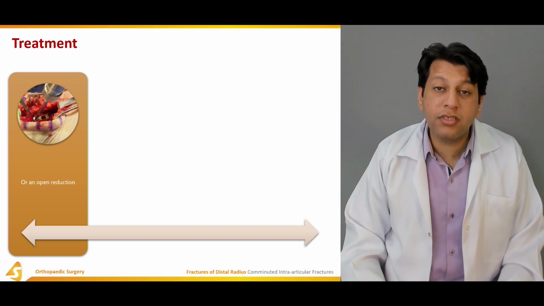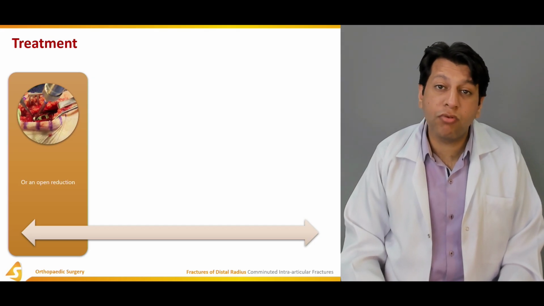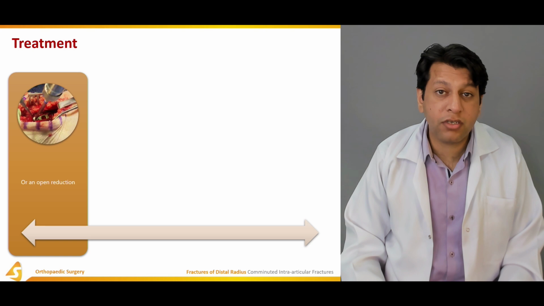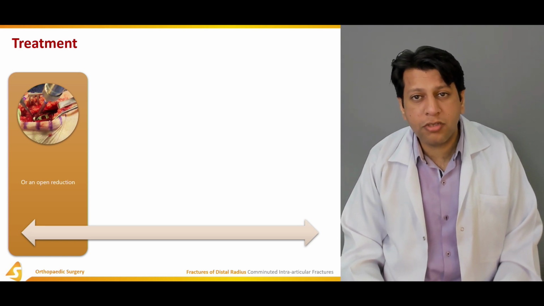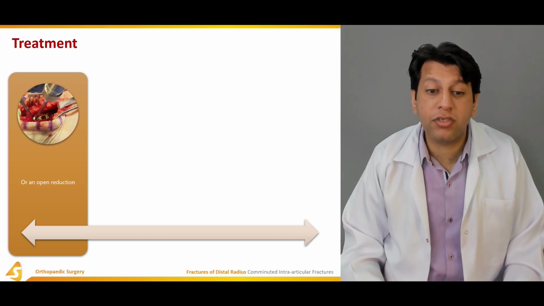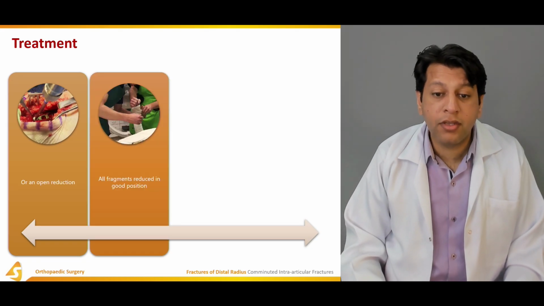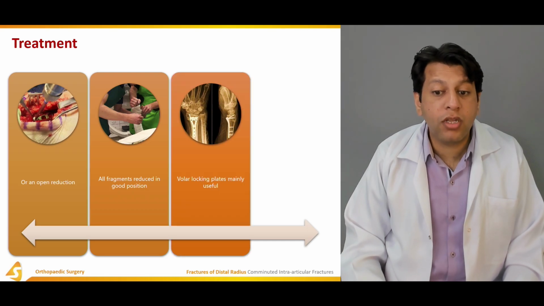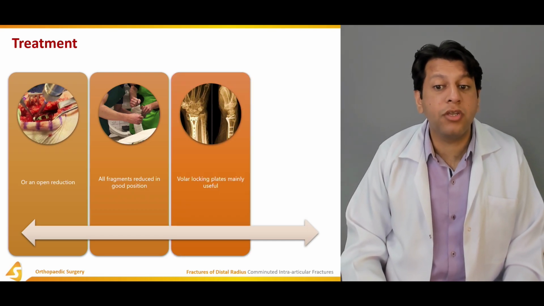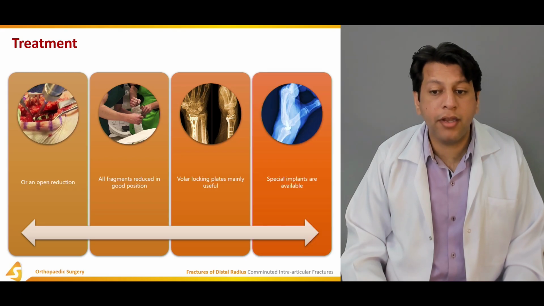Another option: if they're dorsally displaced, we can go for open reduction internal fixation with a dorsal plate. If the fracture fragments are volarly displaced, we can go for open reduction internal fixation with a volar plate, with all fragments reduced in good position. Volar or dorsal interlocking plates are mainly used.